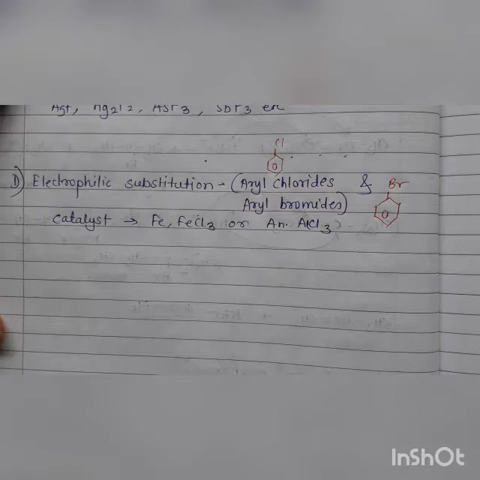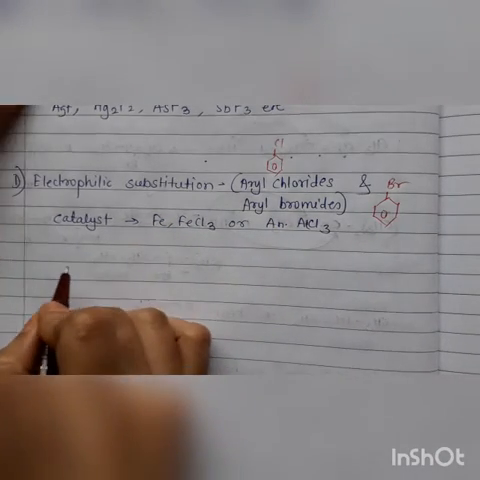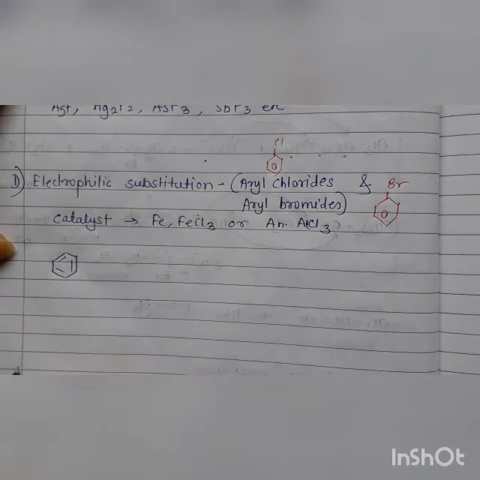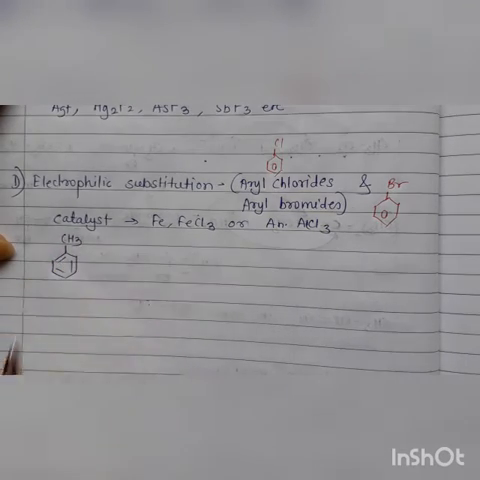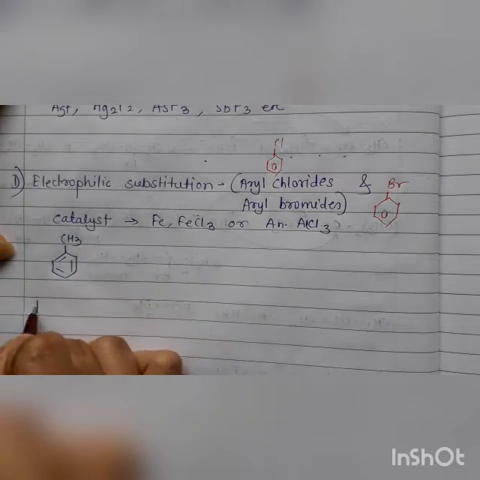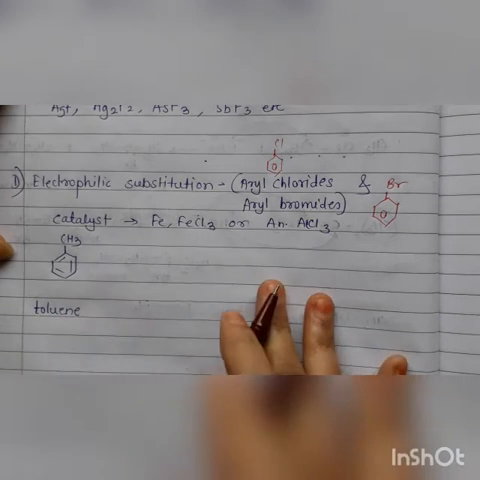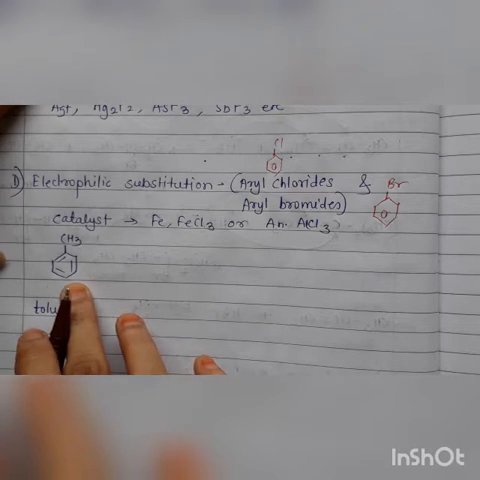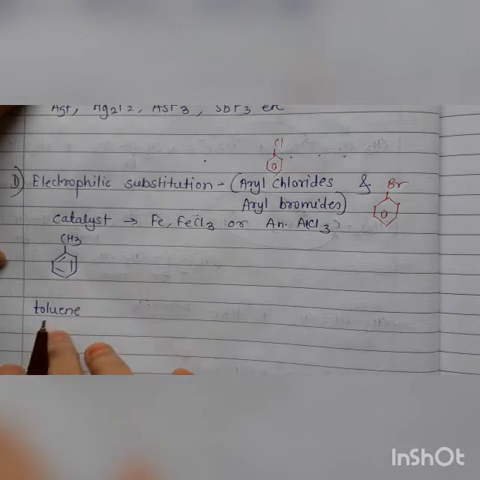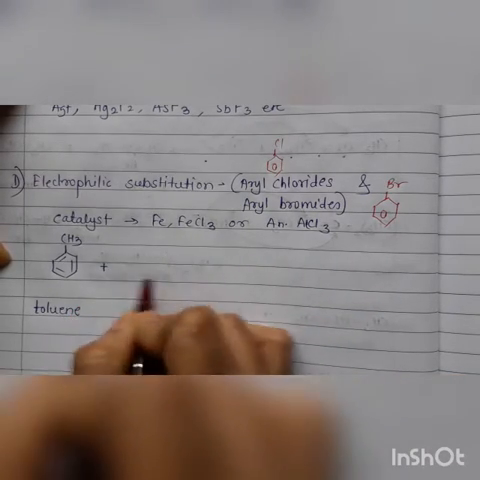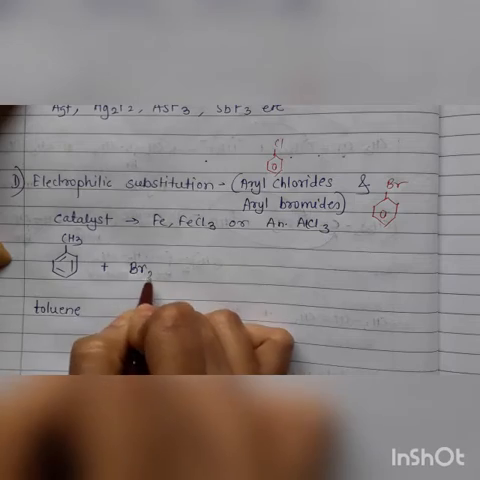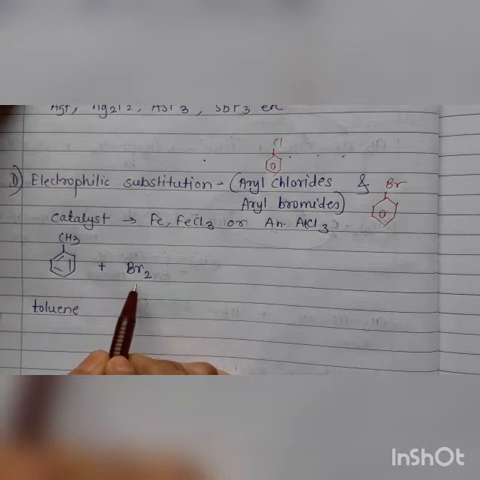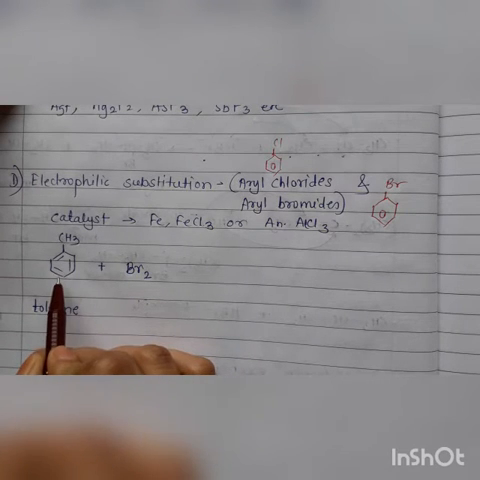Now let us take one aromatic compound, or derivative of an aromatic compound. This benzene ring is there and here CH3 is there. You know, the name of this compound is toluene, right? So direct halogenation of this derivative of benzene will take place. For direct halogenation we use molecules of the halogen. Here Br2 is taken, so bromination will take place. Bromine will get added on the benzene ring, and aryl bromide will form.